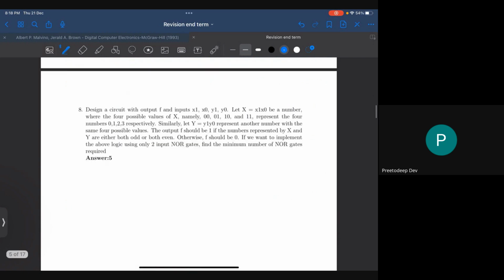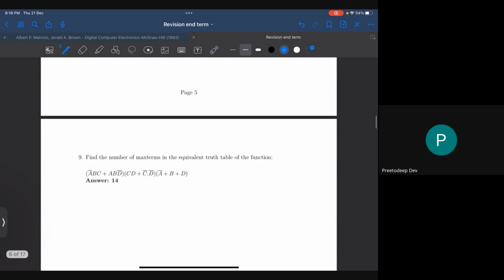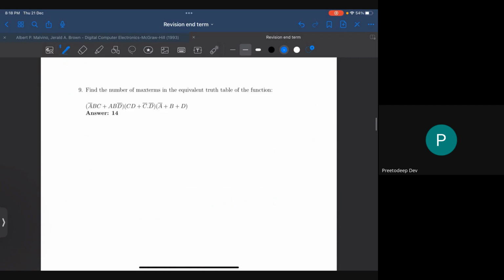So this question we will solve later. Find the number of max terms in the equivalent truth table function. So you have to find the number of max terms. So you have to solve A bar BC plus AB D bar, then CD plus C bar D bar, A bar B plus D.